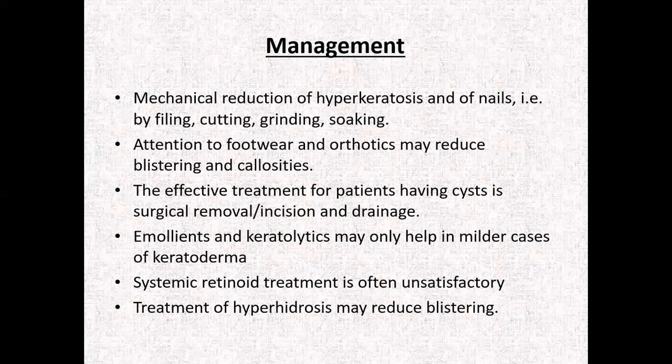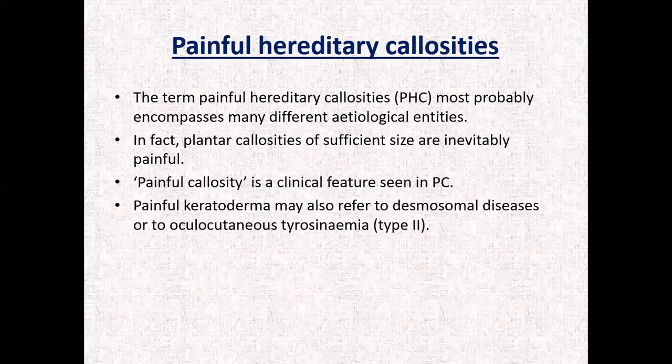Management. The mechanical reduction of hyperkeratosis of the nails, that is by filing, cutting, grinding, or soaking. Attention to footwear is important as orthotic supports are required to reduce the blistering and callosity formation. Effective treatment of patients with cyst is the surgical removal or incision and drainage. Emollients and keratolytics help only in mild cases. Systemic retinoid therapy is often unsatisfactory. And treatment of hyperhidrosis is sometimes essential to reduce the blistering.